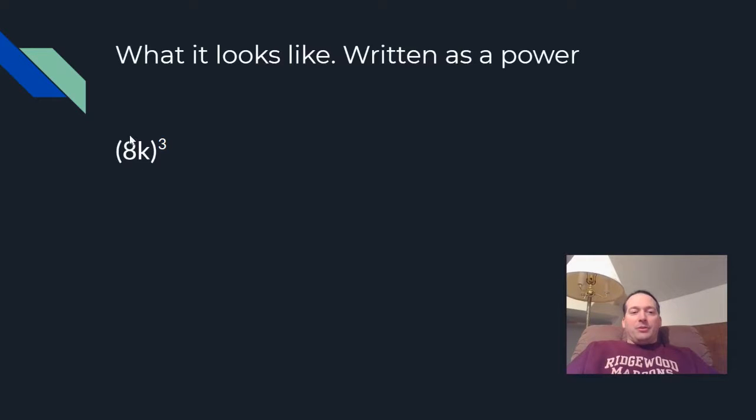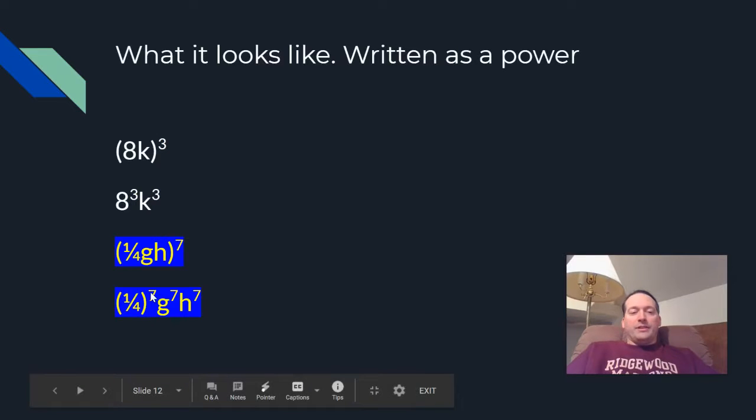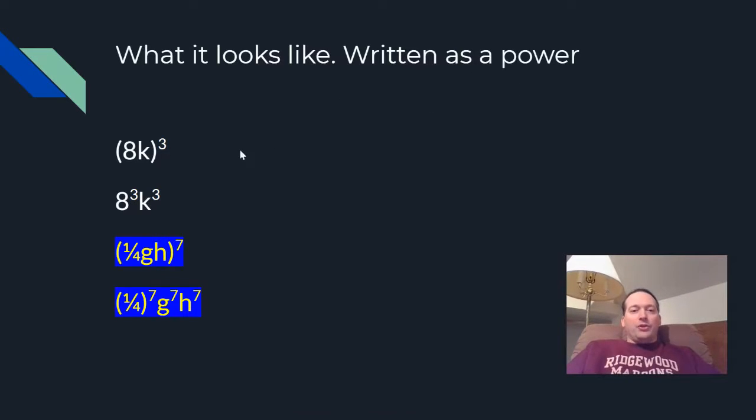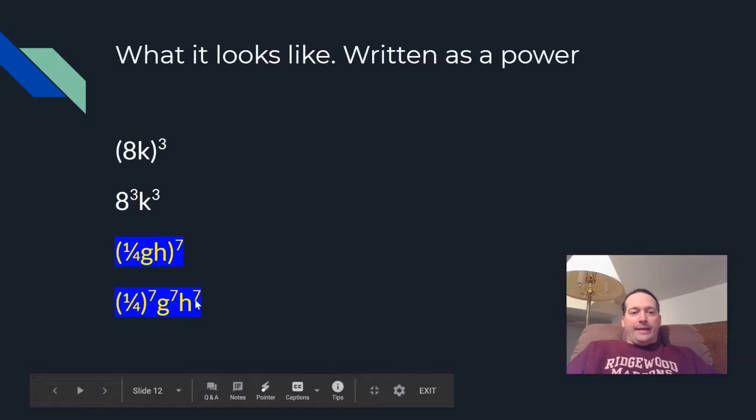So again, 8 has an exponent of 1. 1 times 3 is 3. 8 cubed. k has an exponent of 1. So 1 times 3 is 3. So 8 cubed, k cubed. Now let's try it with a fraction and 2 variables. Ooh, I'm tricky, aren't I? So anyway, this is going to be 1/4 to the 7th times g to the 7th, right? Because the exponent here is 1. And h has an exponent of 1. 1 times 7 is 7. So this is 1/4 to the 7th times g to the 7th times h to the 7th. So anytime you see it written as a power, you'll write it like this.